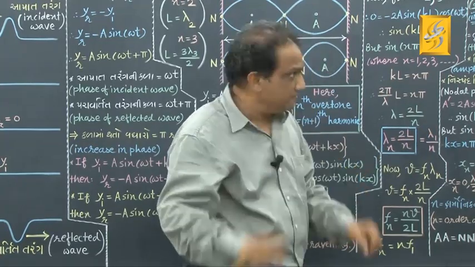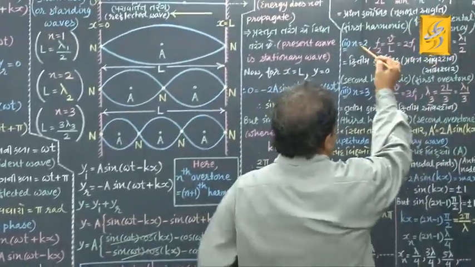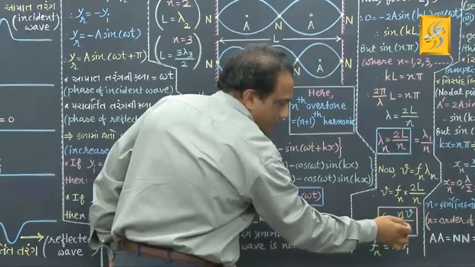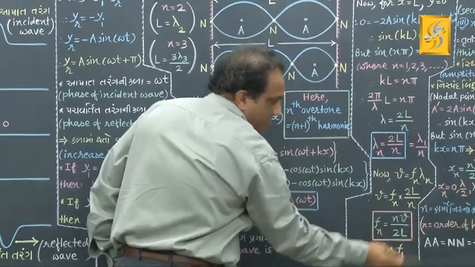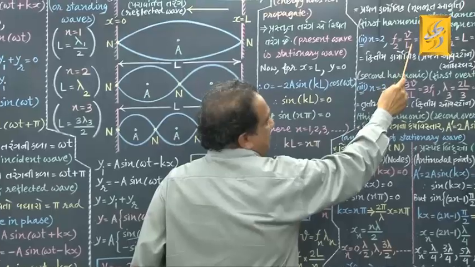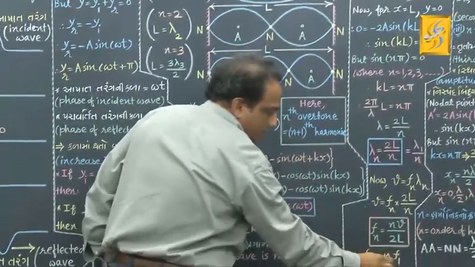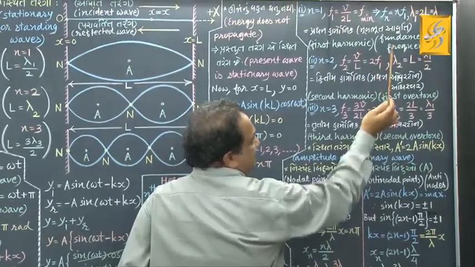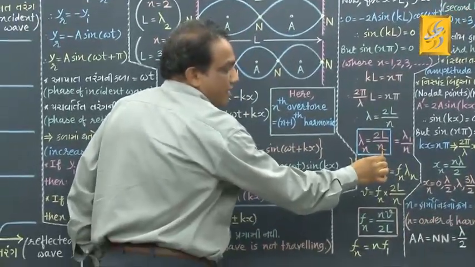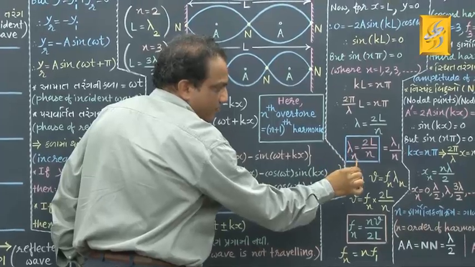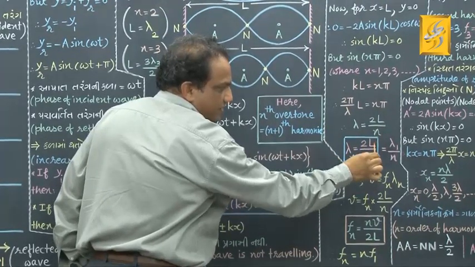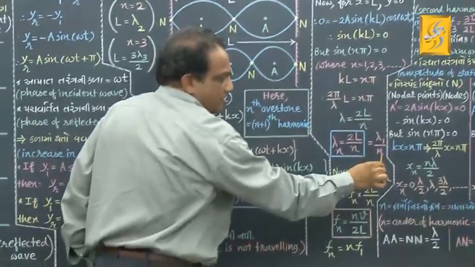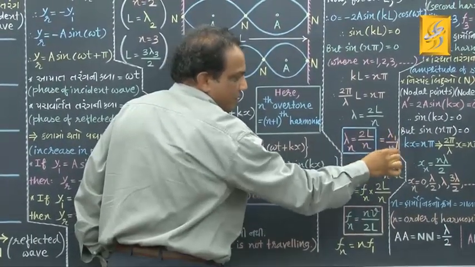Got it? Put n equal to 2 here. The 2 will cancel, so F2 equals V upon L. Put n equal to 2 here, so F2 equals 2 into F1. Similarly, when you put n equal to 2, lambda 2 will be 2L upon 2. The 2 will cancel, so lambda 2 equals L. And here you will get lambda 2 equals lambda 1 upon 2.